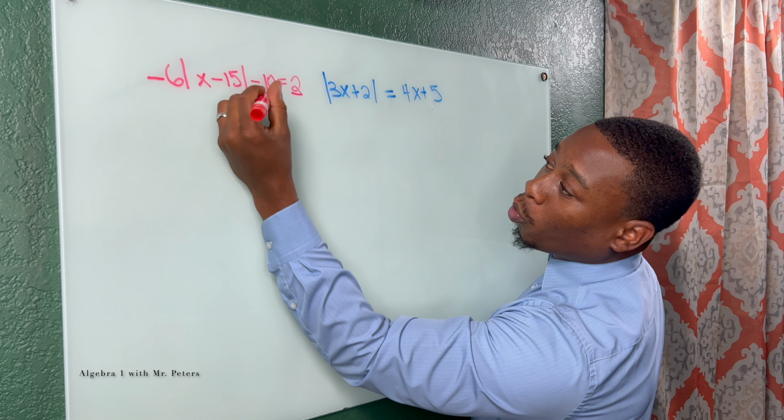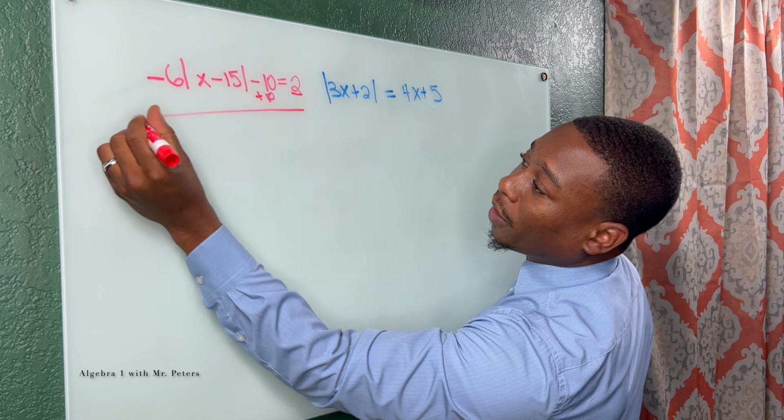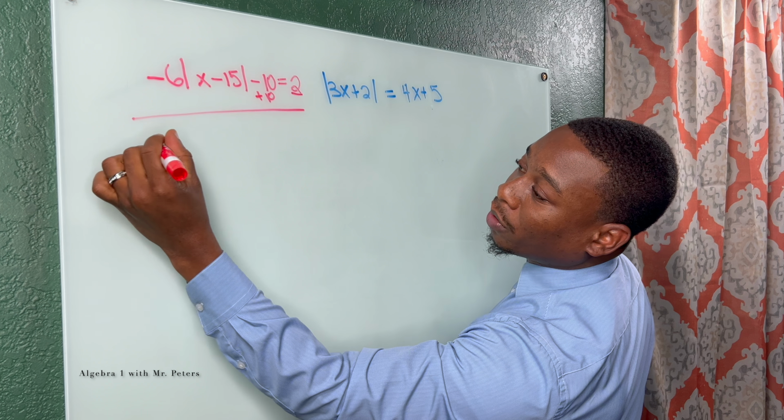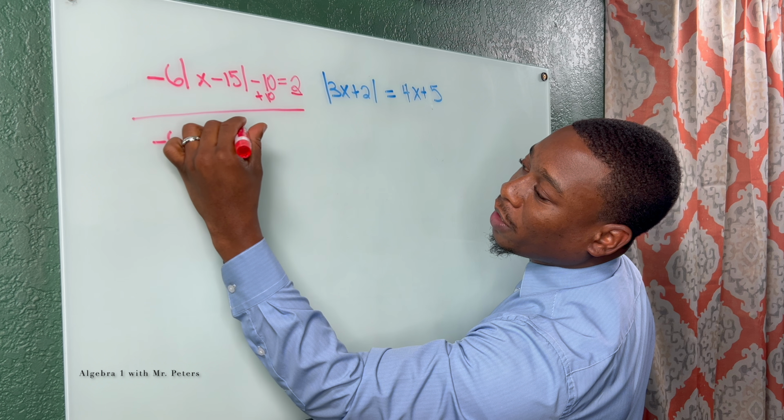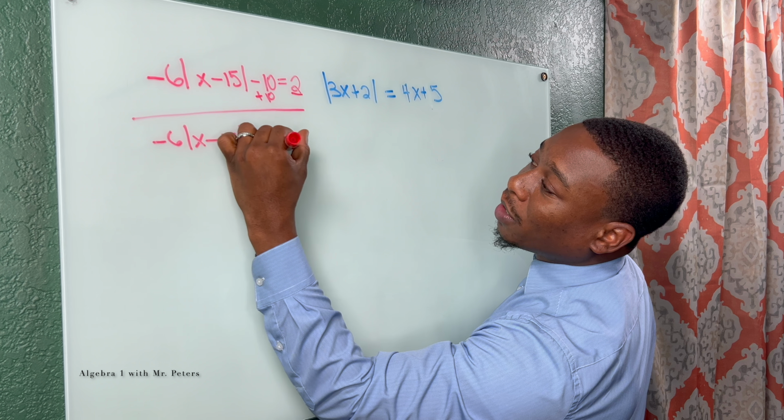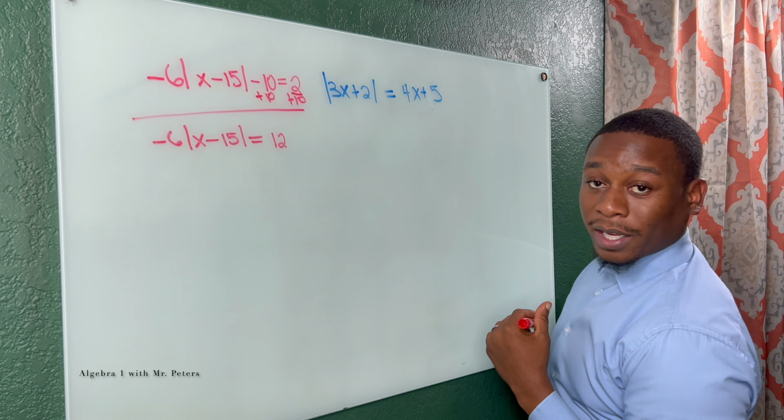So right now, we're going to add 10 to start this off, right? Because we know we're going to say division later. So we have negative 6 times the absolute value of x minus 15 is now equal to positive 12 once we add 10 on both sides.